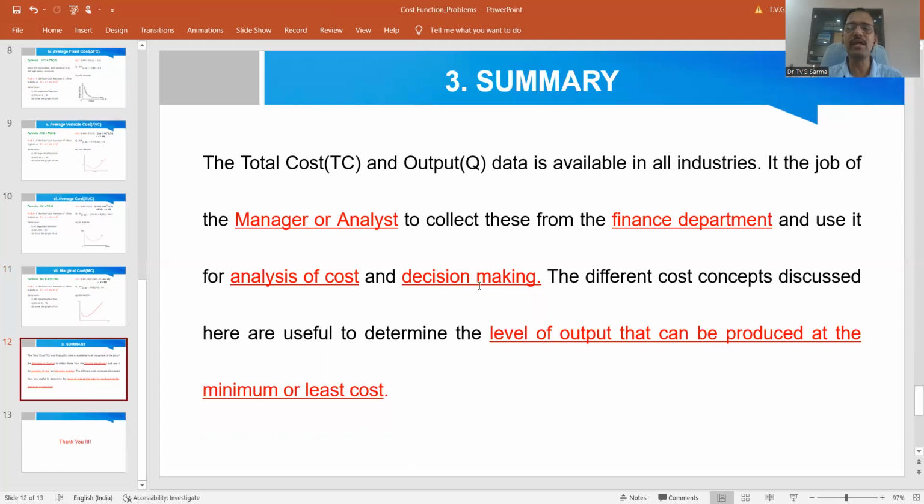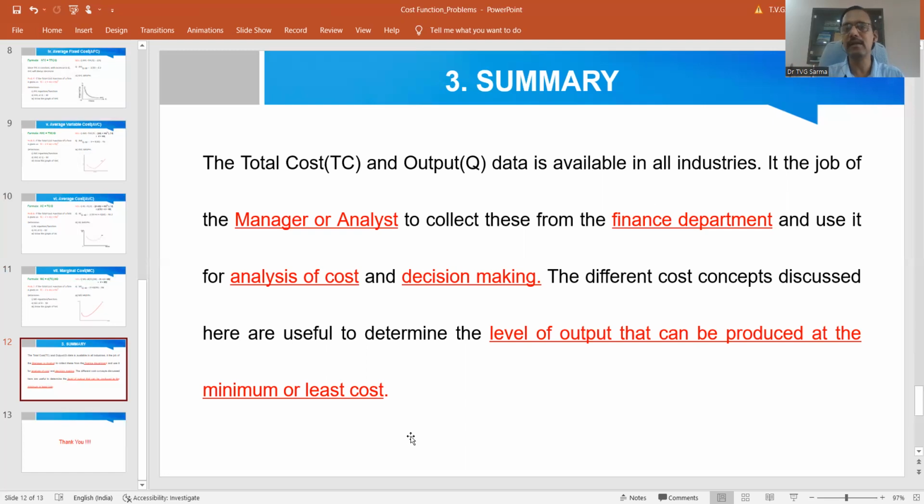That means in order to analyze the variation in cost and to help him in various decision making processes, he will be calculating all the 7 concepts which we have discussed in the previous slides. The different cost concepts discussed here are useful to determine the level of output that can be produced at the minimum or the least cost. So what is the entire purpose of calculating all these cost concepts? It is basically helping the manager to decide what will be the output level which can be manufactured at the lowest cost.